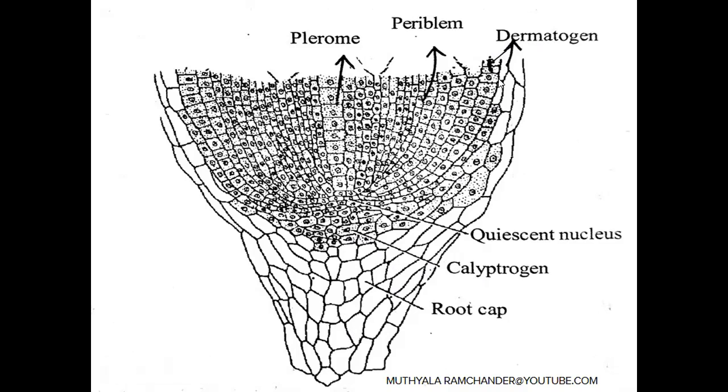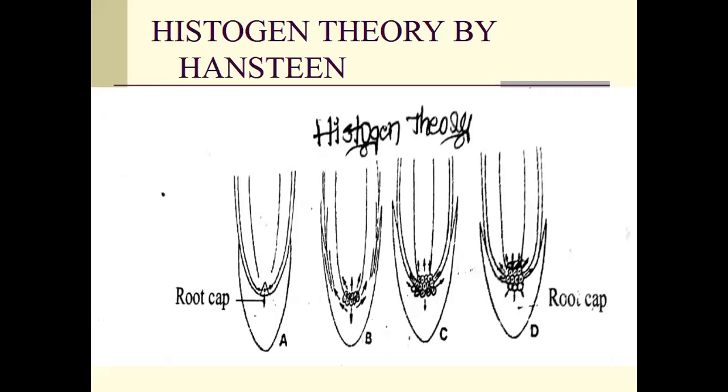Dermatogen develops into the epidermis of the root. Periblem develops into the cortex of the root. Plerome develops into the vascular part of the root. This theory is applicable only for Pteridophyta root terminal parts. The next theory is the histogen theory by Hanstein. According to Hanstein, on the terminal part of roots, meristem tissues are present. These meristem tissues are called histogen tissues. The name histogen was given by Hanstein.